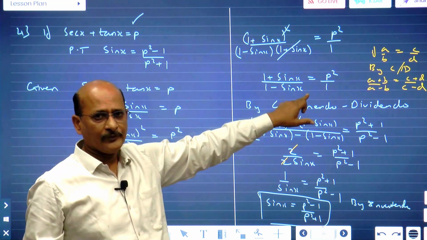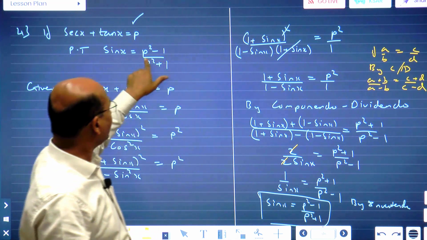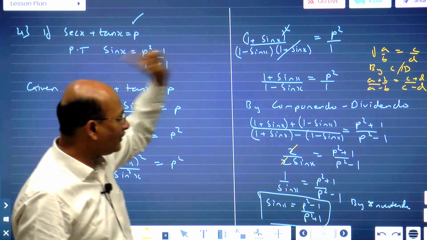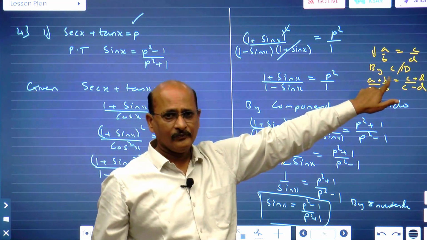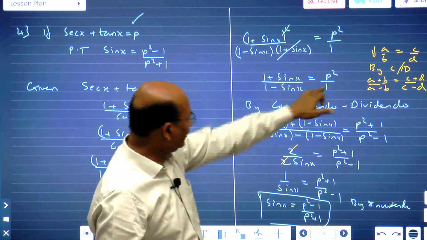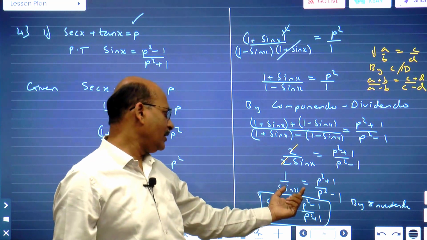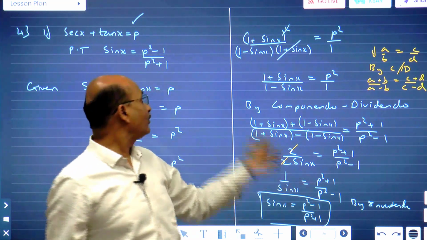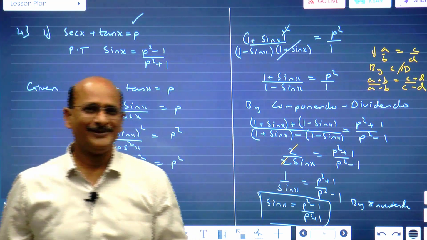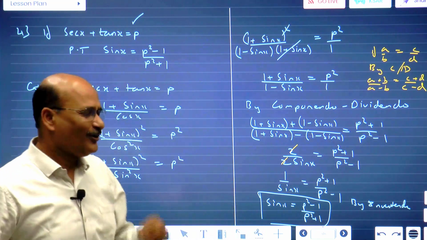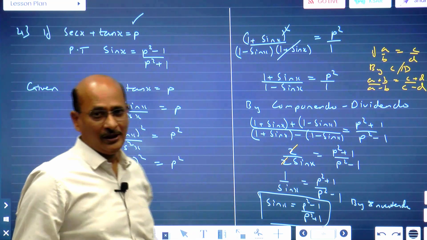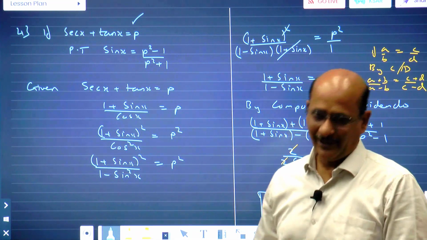When I squared both the sides, I got this working, and then I went with basic mathematics. I reached here. Then I saw here it is p square, a minus b, a plus b. So I applied the property quickly here by componendo dividendo. I got it here, and then I just reciprocated. I got what I am supposed to prove. It's a good question. I don't say tough one, but definitely a thought-pondering question.